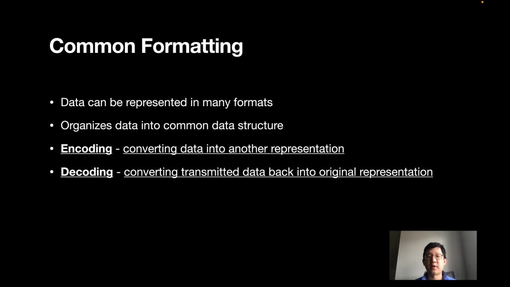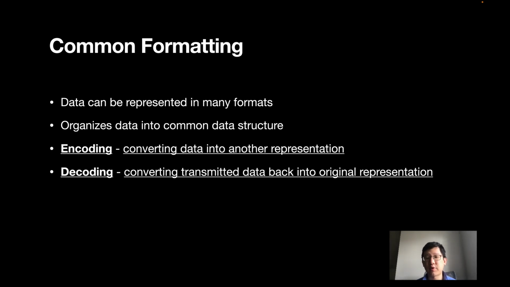Now, data can be represented in many different formats, and it is important for a sender and receiver to have support for common formats so they can communicate. So as part of the presentation layer, it organizes data into common data structures, and it also performs encoding and decoding. At the sender side, it performs encoding, where it converts the data into another representation, a common format that both sender and receiver support. At the receiver side, it performs decoding, where it converts the transmitted data from the sender back into its original representation.